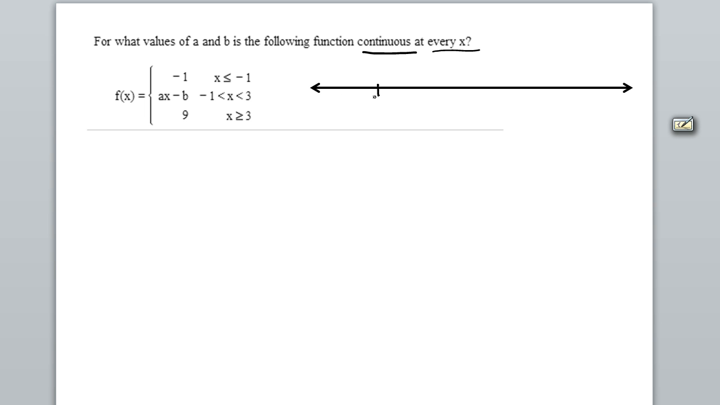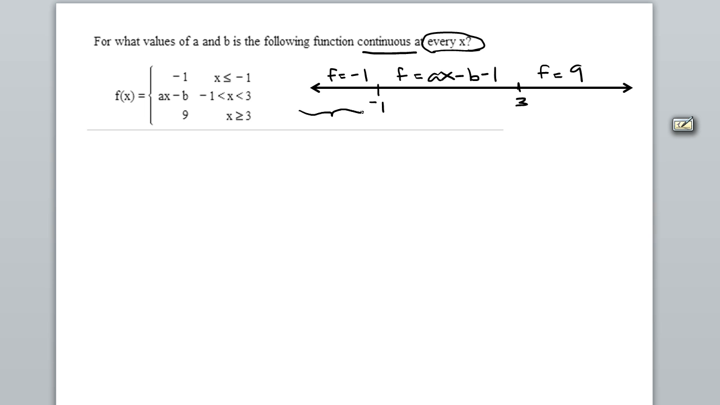At -1, the function changes from being the function y equals -1 to being the function y equals ax minus b minus 1. At 3, the function changes again and becomes y equals 9, or f equals 9. So our function has 3 different identities depending on which values of x you have. So we like it continuous everywhere.